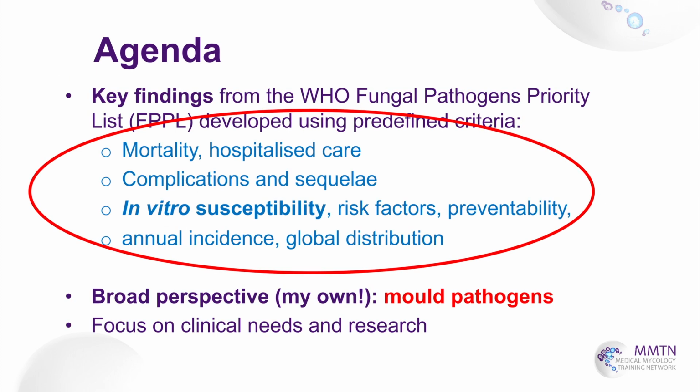So what I thought I'll do today is to present some of the key findings from the WHO fungal pathogens priority lists, which were developed using predefined criteria. These are based on how lethal they are, how much care took place in hospital as opposed to outpatients, what are the complications and sequelae of infection, what about the resistance patterns, which is a key determining criteria, risks, preventability, and then finally annual incidence and global distribution, not necessarily in that order of importance.